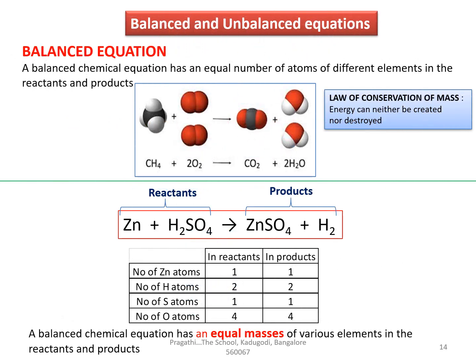So, chemical equations we know. There are two types: one is a balanced equation, the other is an unbalanced equation. What is balancing? We'll see the definition. A balanced chemical equation has an equal number of atoms of different elements in the reactants and products. Equal number. As we have already seen on page number 2, it is the same.